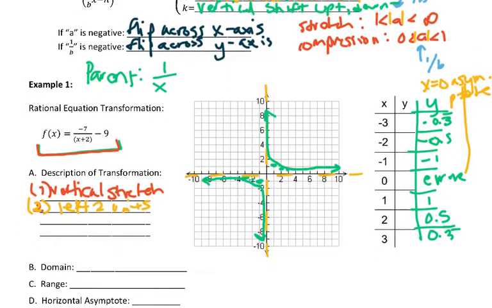And then our last one is that negative 9. And that negative 9 is now a vertical shift up or down, and so in this case down 9 units. And then the last piece is the fact that it is a negative 7. And so because it's negative, it's actually flipped across the x-axis.